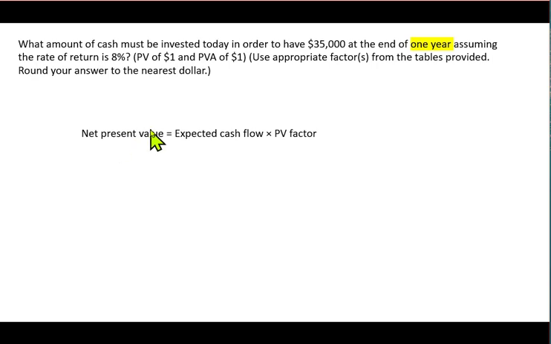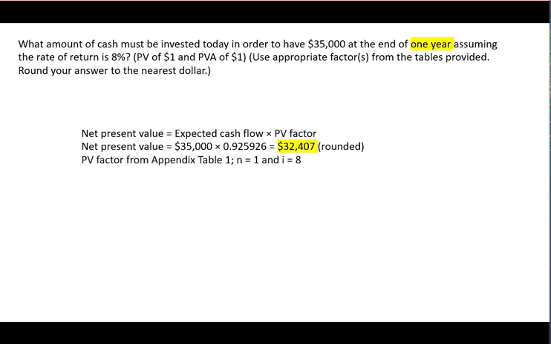So the net present value is what we're looking for. We're trying to find it from the expected cash flow, which in this case is that $35,000. And the present value factor will be 1 period at 8%. So when we look this up in our table, $35,000 times that table value for 1 period at 8%, which is 0.925926, gives the amount you have to invest today to earn 8% for 1 year and get $35,000 after 1 year: $32,407. And again, that's based on 1 period at 8% interest.